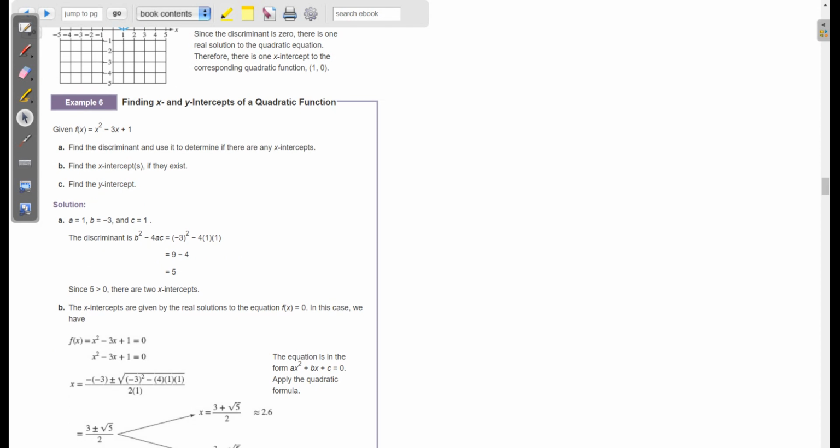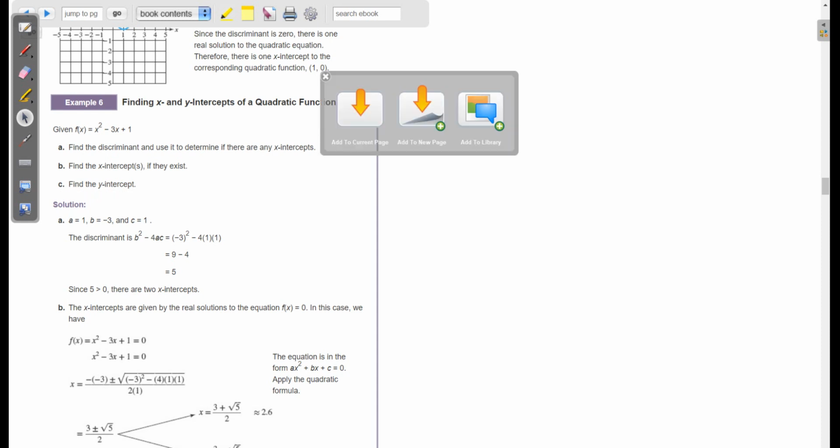Okay, so here we go. Now we're going to step it up and use what we've learned to graph equations and figure things out on a deeper level. So given that f of x is equal to x squared minus 3x plus 1, we're asked to, A, find the discriminant and use it to determine if there are any x-intercepts.